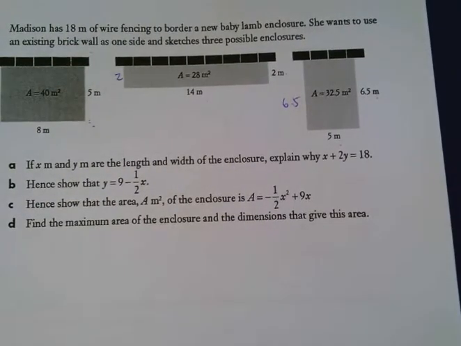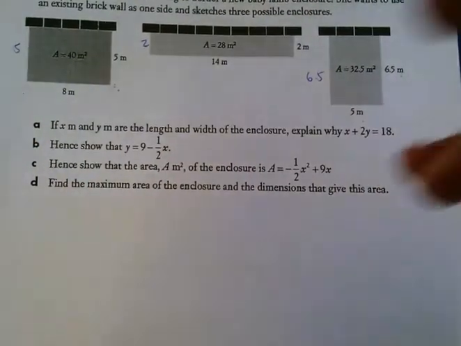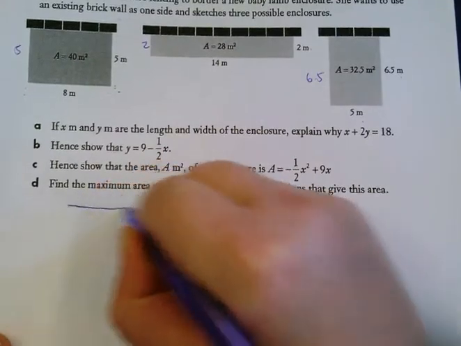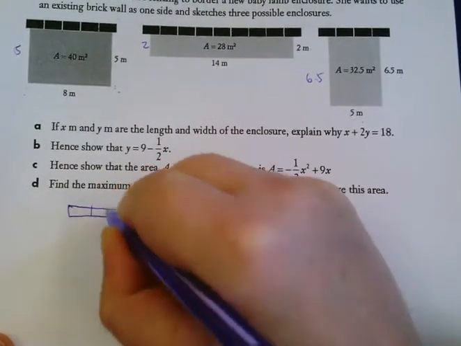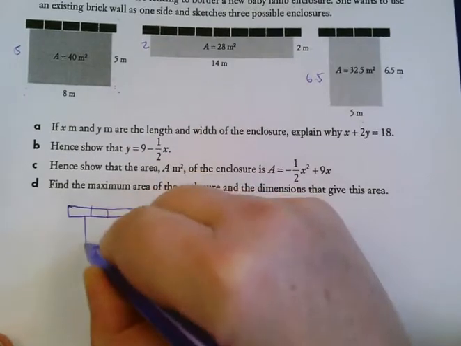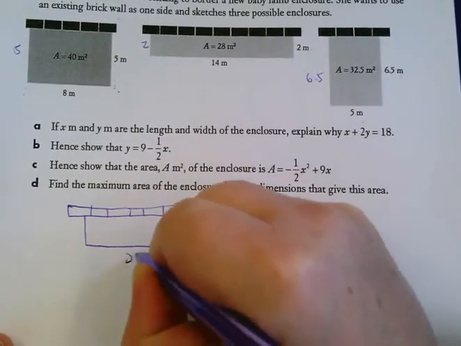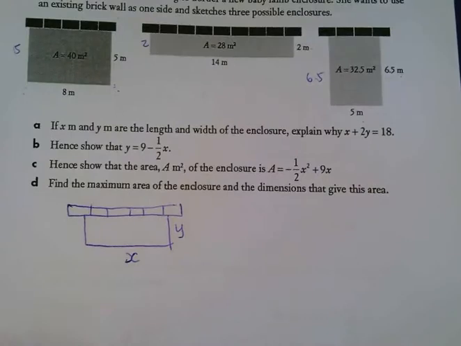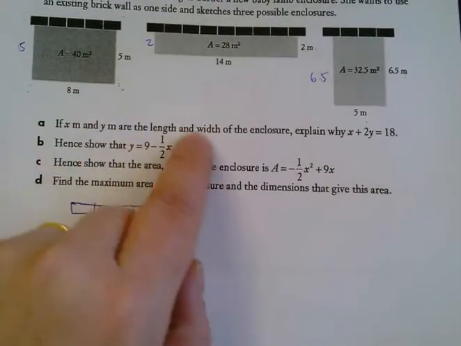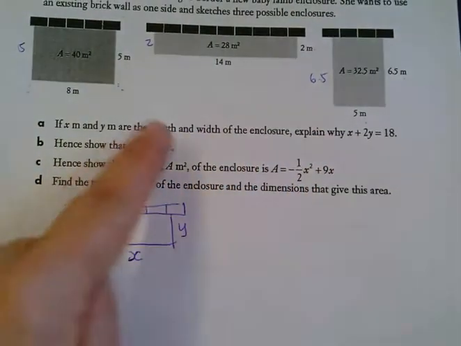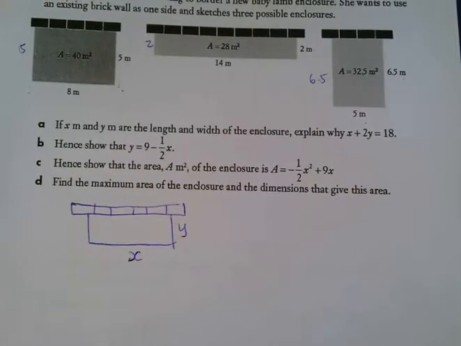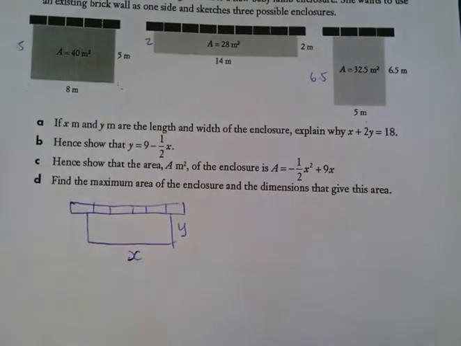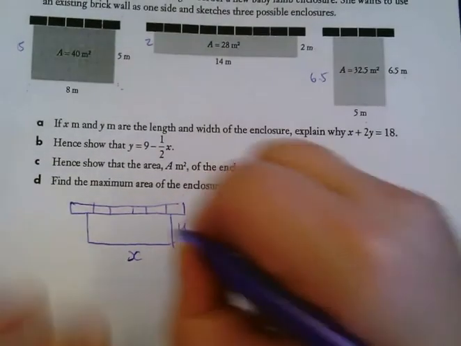We're going to do the same thing again, but our formula is going to be different because we've got one existing fence. So it says if x and y are the length and the width. So I'm going to draw it again. There's my fence. If x and y are the length and the width, you have to put them in that order, length and width. Explain why x plus 2y is 18.